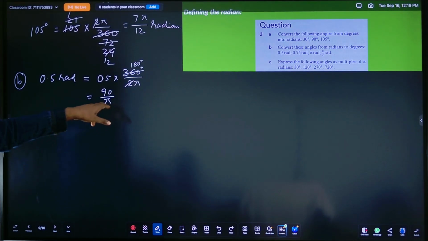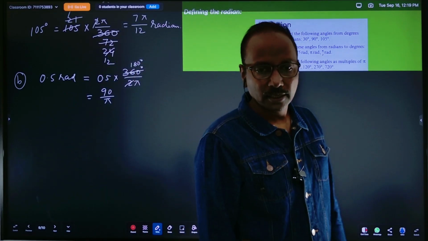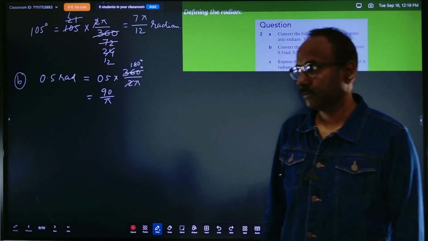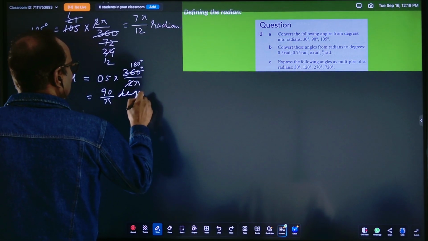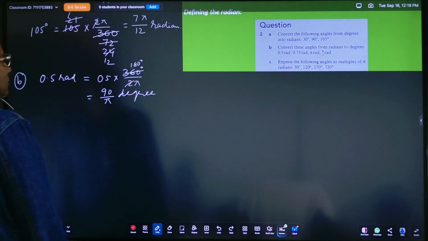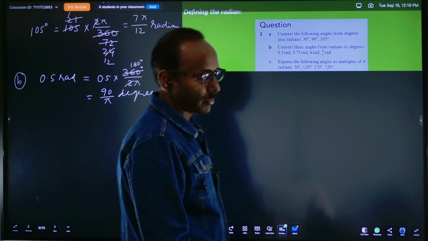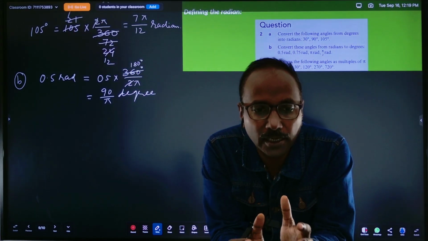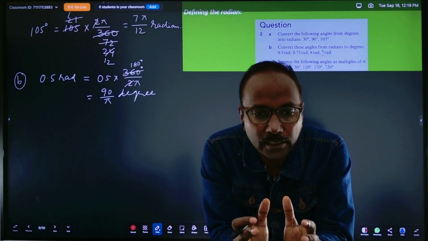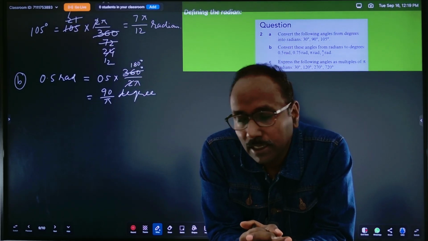You can do the calculation. You can put the value of pi as 3.14 and you will get a degree. This is your degree unit. It should be very clear in your mind: degree is a unit, radian is unitless. It does not have any unit.